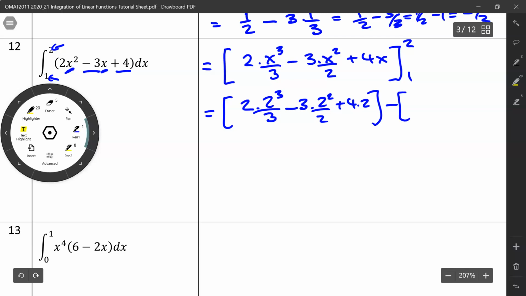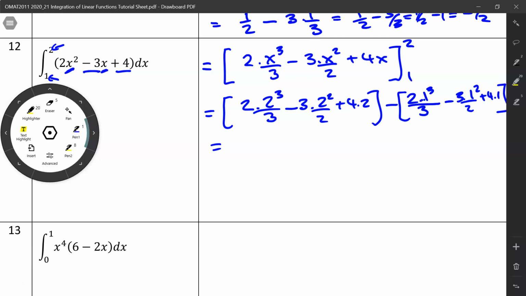And here then I can put in the lower limit. So it's 2 times 1 cubed over 3 minus 3 times 1 squared over 2 plus 4 times 1. So if I work out, I'm going to have a load of fractions here.